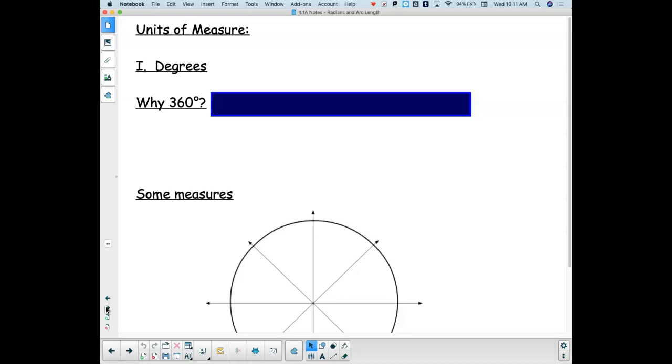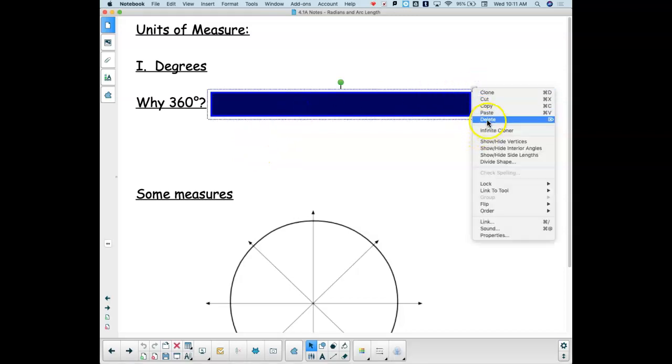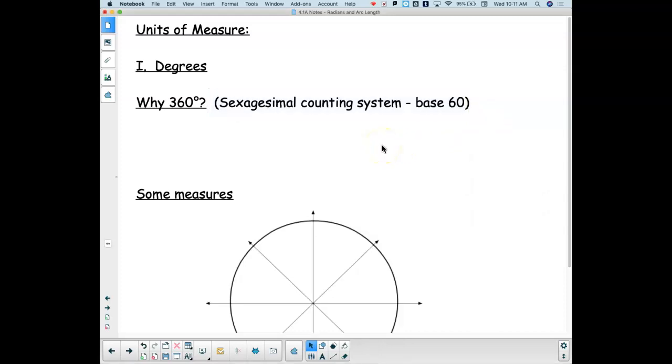Degrees are great and all. The angle degrees around a circle is 360 degrees. If you go all the way around a circle, anybody know why it's 360 degrees? Because somebody didn't like people or something like that, or somebody just randomly chose it.